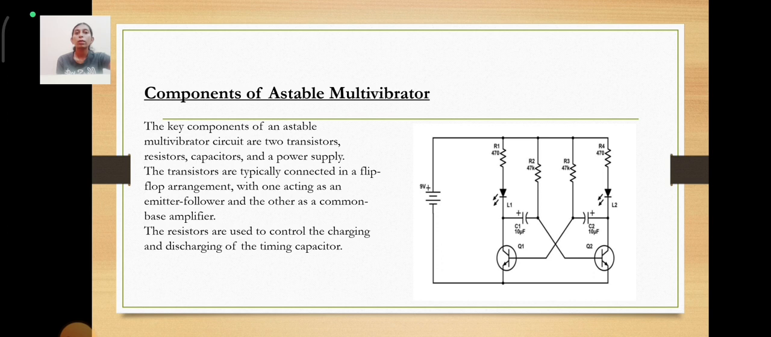Components of astable multivibrator. The key components of astable multivibrator circuits are two transistors, resistors, capacitors, and a power supply. The transistors are typically connected in a flip-flop arrangement, with one acting as an emitter follower and the other as a common base amplifier. The resistors are used to control the charging and discharging of the timing capacitor.